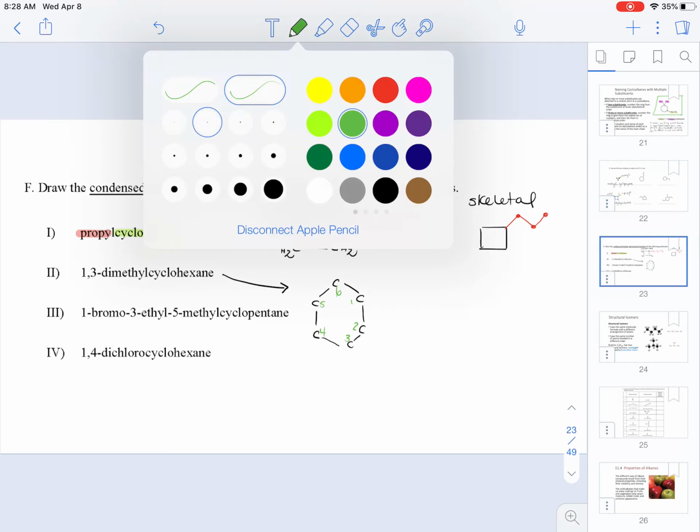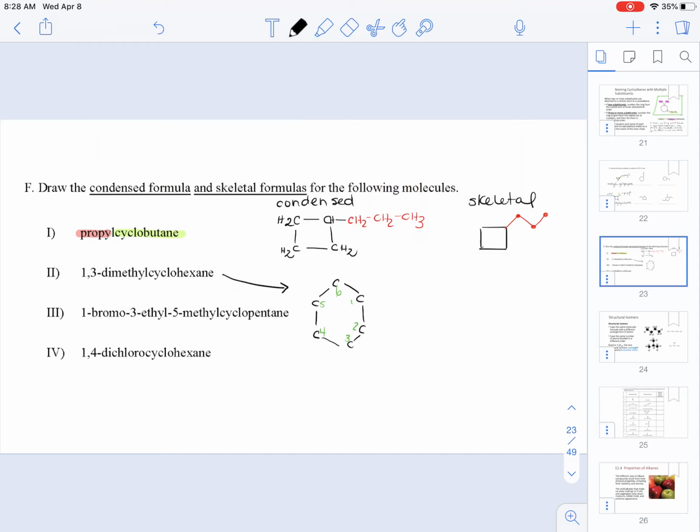So when it comes to this, then I'm going to write my methyl groups. On carbon 1, I have a CH3. On carbon 3, I have another CH3, because that's what methyl groups are. Now I'm going to introduce the hydrogens that are needed for this system.